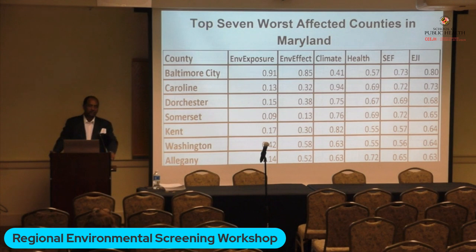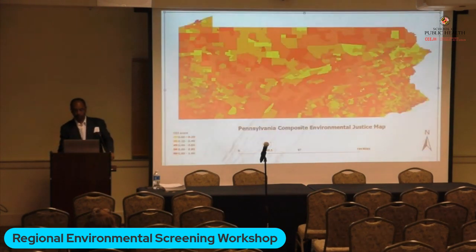What about the county statistics? The county value is an average. For example, if County A has 20 census tracts, I average the value for the county. When I do that, Baltimore City becomes the highest with 0.8 EJI, Caroline 0.73, Dorchester 0.68, Somerset 0.65, Kent 0.64, Washington 0.64, and Allegany 0.63.